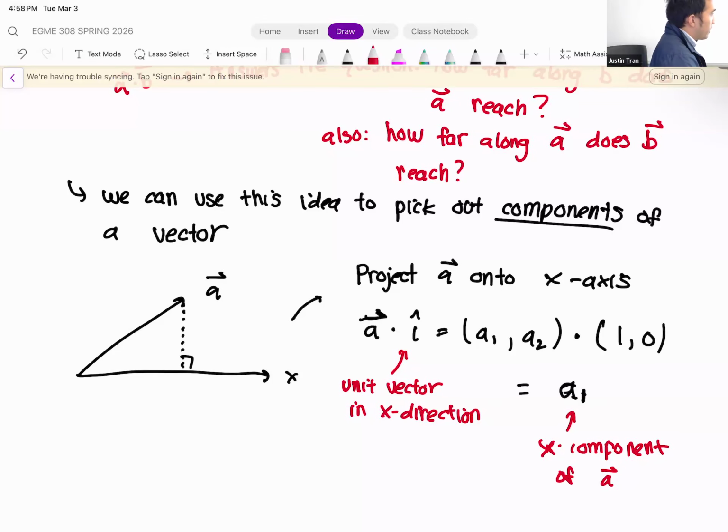You might be thinking, wait a minute, it feels like we just went in circles. We didn't need to do the dot product to tell you that. You can just look at the vector and say the same thing. But what if you want to find the component of A in a direction that's not one of the coordinate axes?